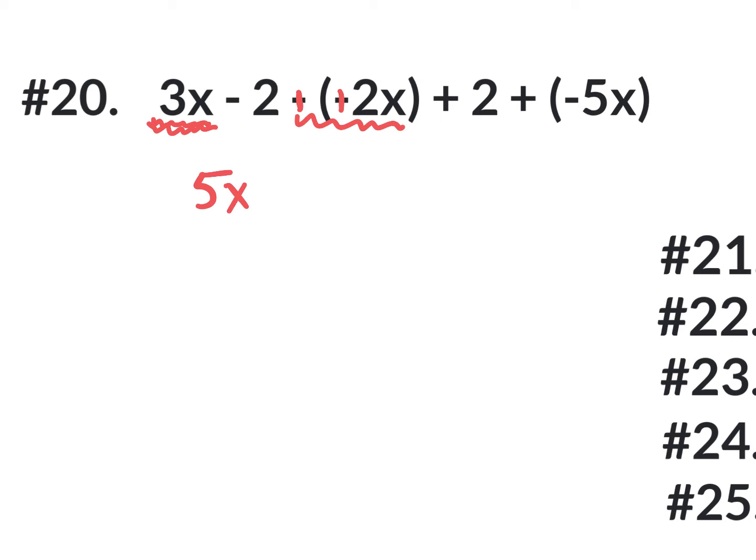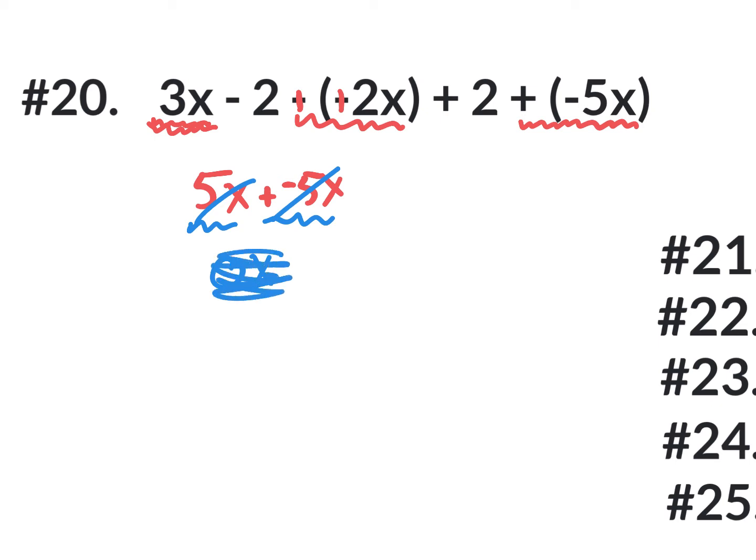And then there's more x's. There's plus negative 5x. So imagine that, plus negative 5x. You have $5 and you owe $5. That completely eliminates, you don't have any more dollars. But of course, you're not going to write 0x. That's kind of silly. So you don't have any x's whatsoever.